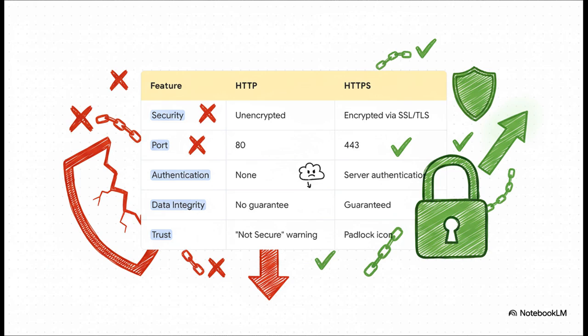When you put them side by side, the difference is just night and day. HTTP is unencrypted, uses port 80, and gets you that scary "not secure" warning. HTTPS, on the other hand, is fully encrypted, uses port 443, authenticates the server, guarantees your data, and earns that beautiful little padlock icon. It's not even a contest.